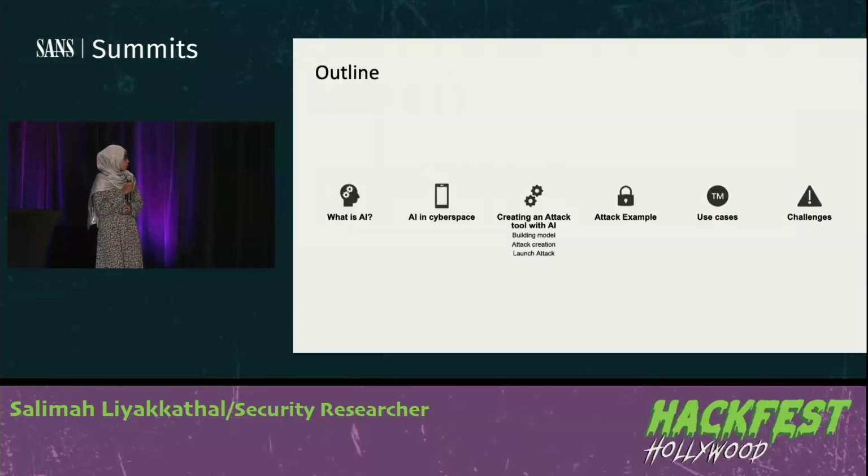This is the outline we're going to walk through today. First, I'm going to look into what is AI. I'll be looking into some terminologies of AI because AI has been used a lot, but what do they actually mean? And then look into how AI is used in the cyberspace. And then look at the main meat of this topic, which is creating an AI attacker or an AI attack tool. We look into how to build a model, how do we generate attacks by attack creation, and finally launching of this attack. And then look into one example, some use cases and challenges.